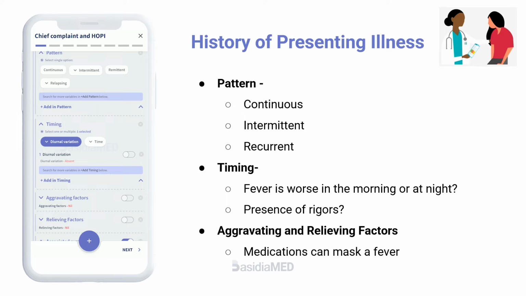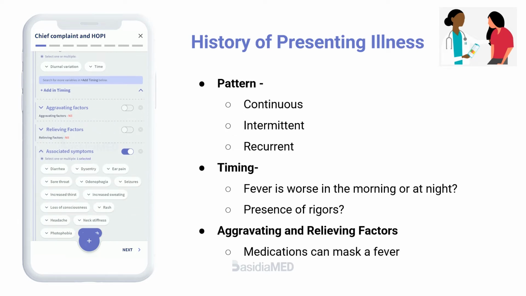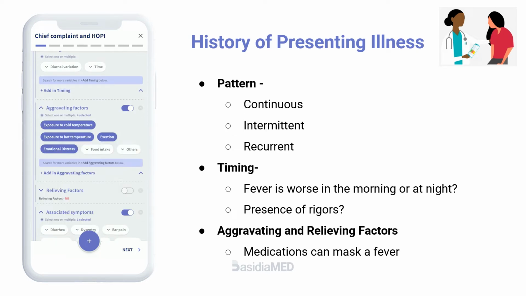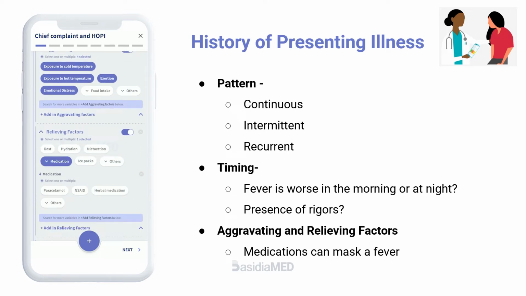A description of the fever should include the presence or absence of rigors, which usually indicates a rapidly rising temperature found in malaria or severe bacterial sepsis. Ask the patient about factors that aggravate or relieve fever. Remember that the taking of antipyretics, anti-inflammatories, or antibiotics can mask a fever, so ask the patient if he has taken any medication.